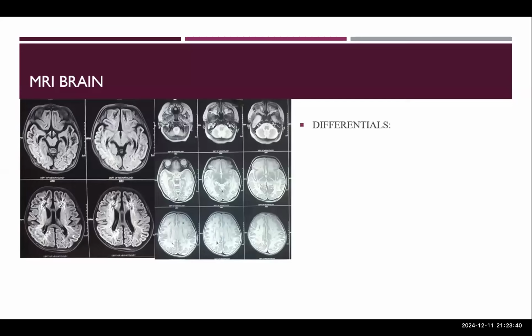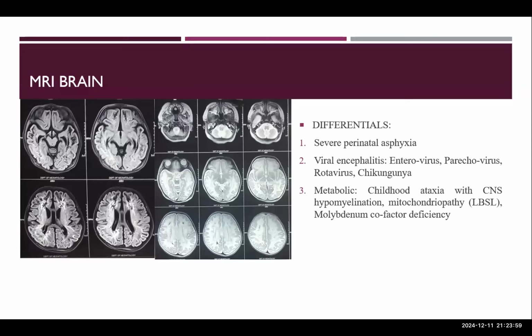So our differentials based on the MRI were first severe perinatal asphyxia. However, baby cried immediately at birth and was active and feeding well, so that was ruled out. Then the second possibility was viral encephalitis, either enterovirus, parechovirus, rotavirus, or chikungunya, or neurometabolic causes like vanishing white matter disease, the mitochondriopathies in the form of LBSL, and molybdenum cofactor deficiency.